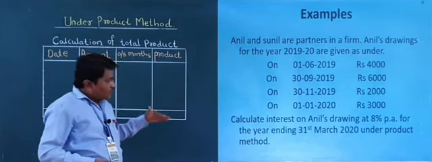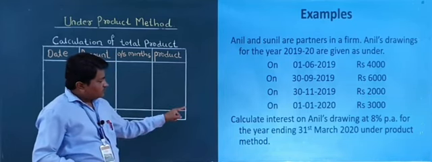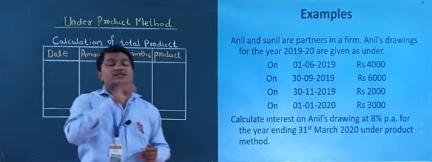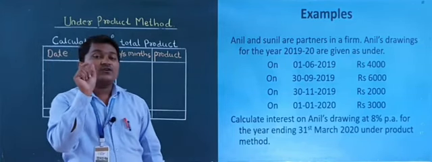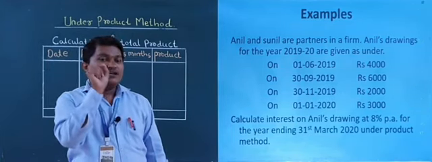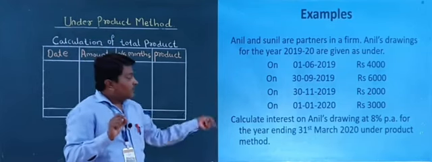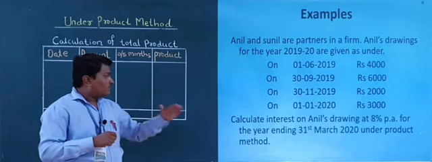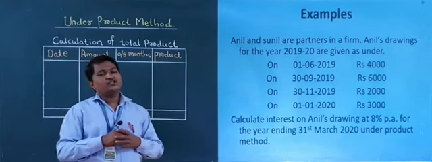And they ask us to calculate. I'll read the question: calculate interest on Anil's drawings at 8% per annum. It means 8% is the rate of interest on drawing, for the year ending 31st March 2020.